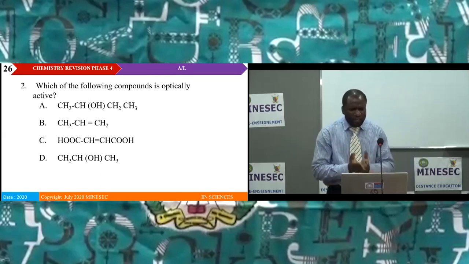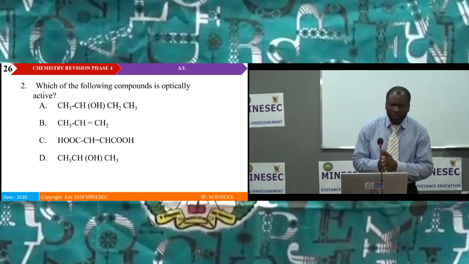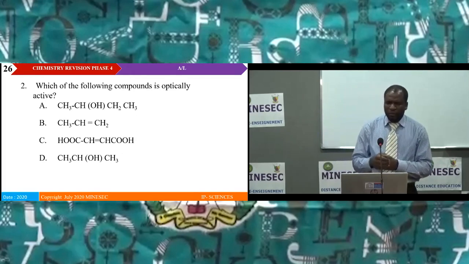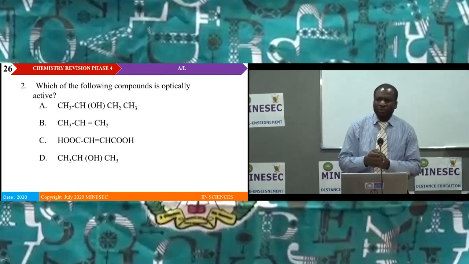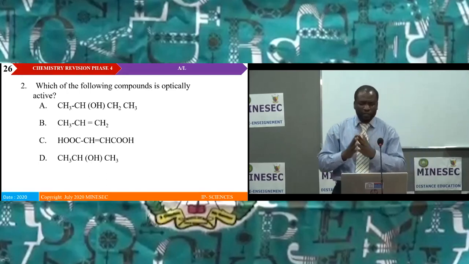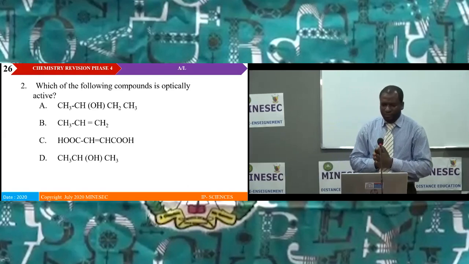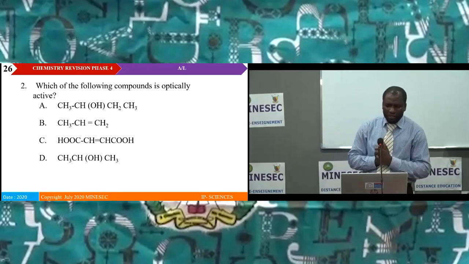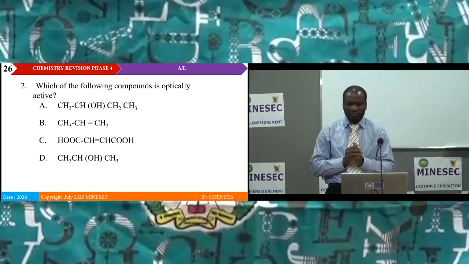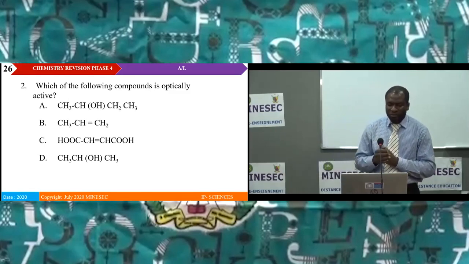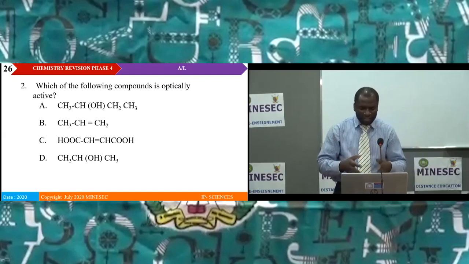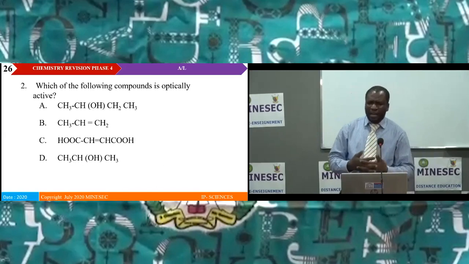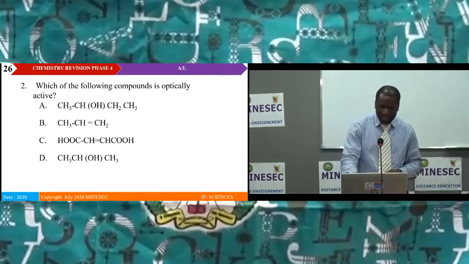For us to identify an organic compound that is optically active, we locate the chiral center. We locate the chiral carbon atom. That is a carbon atom that has four different groups attached to it. So if we scan through our options, we realize that compound A has a chiral carbon because it has four different groups attached to it. Therefore, compound A is capable of carrying out optical isomerism. So A is the correct answer.